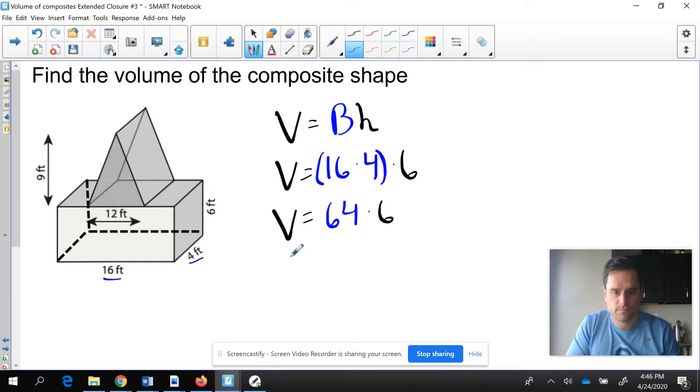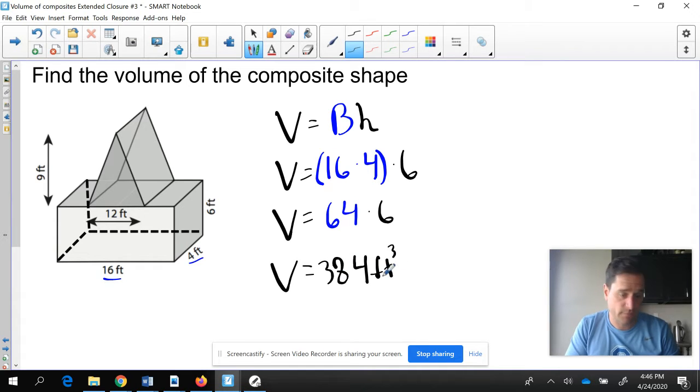Times 6. Again, I don't mind if you use a calculator. 6 times 4 is 24. And 36, that should be 384 feet cubed. And again, all we did was cover that rectangular prism. We're now going to take on this right here.